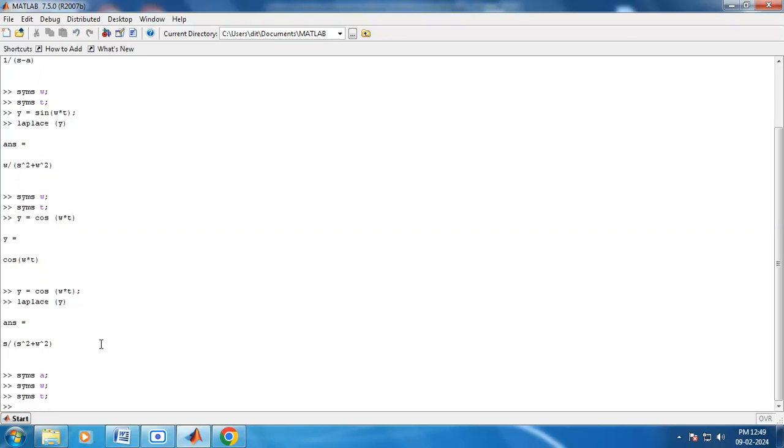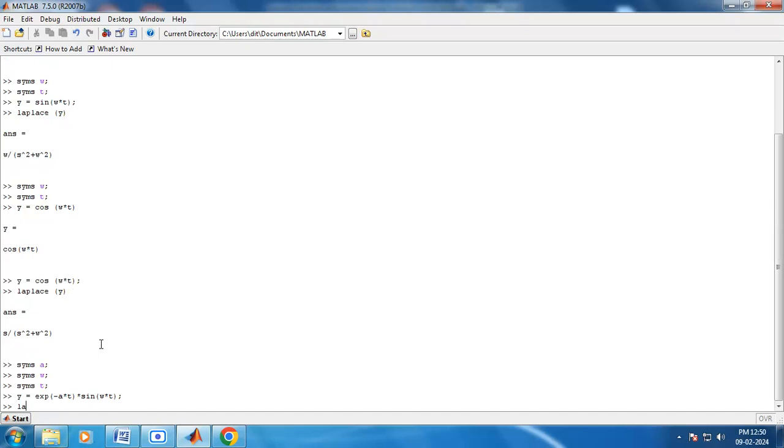semicolon, and variable y equal to the exponential of minus a into t, bracket closed, put multiply and sine omega into t. We have to put the semicolon as we are not expecting the result. So put the semicolon.